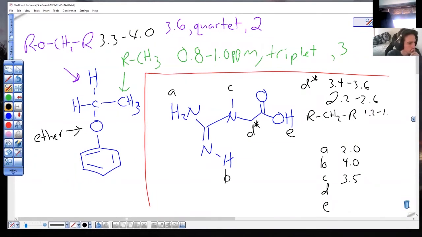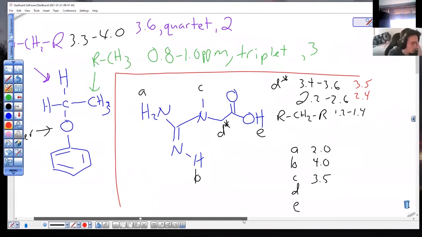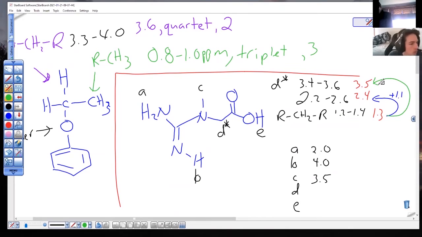So let's give numbers for each of these categories. Just smack that in the middle. 3.5, 2.4, 1.3. And the question is now, how high did you go up when you put it in this category? And the answer is 1.1. How high did it go up when you put it in this category? And the answer is 2.2, correct?